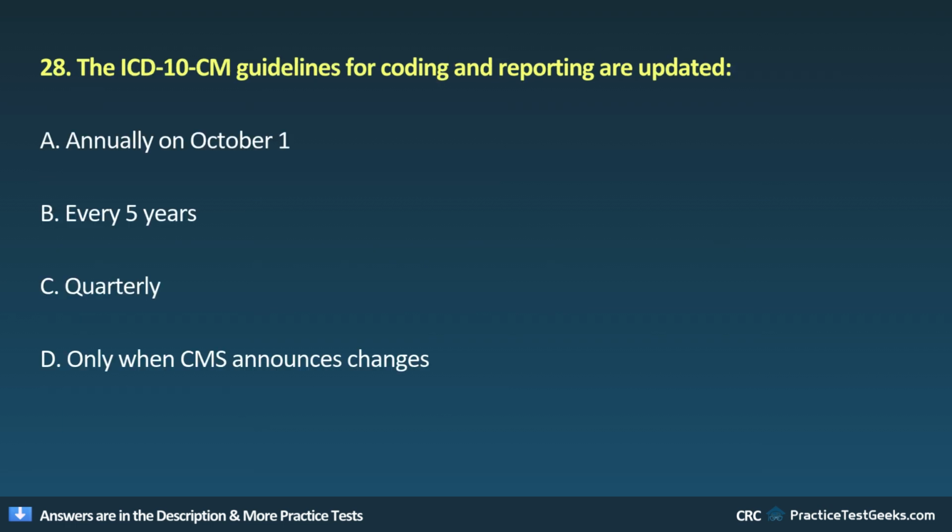28. The ICD-10-CM guidelines for coding and reporting are updated: A. Annually on October 1st. B. Every 5 years. C. Quarterly. D. Only when CMS announces changes.